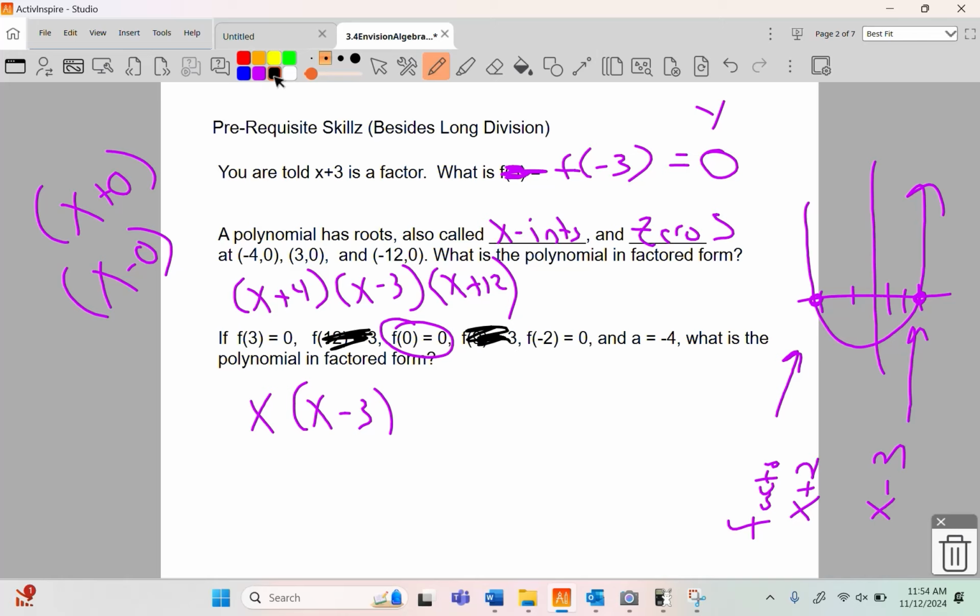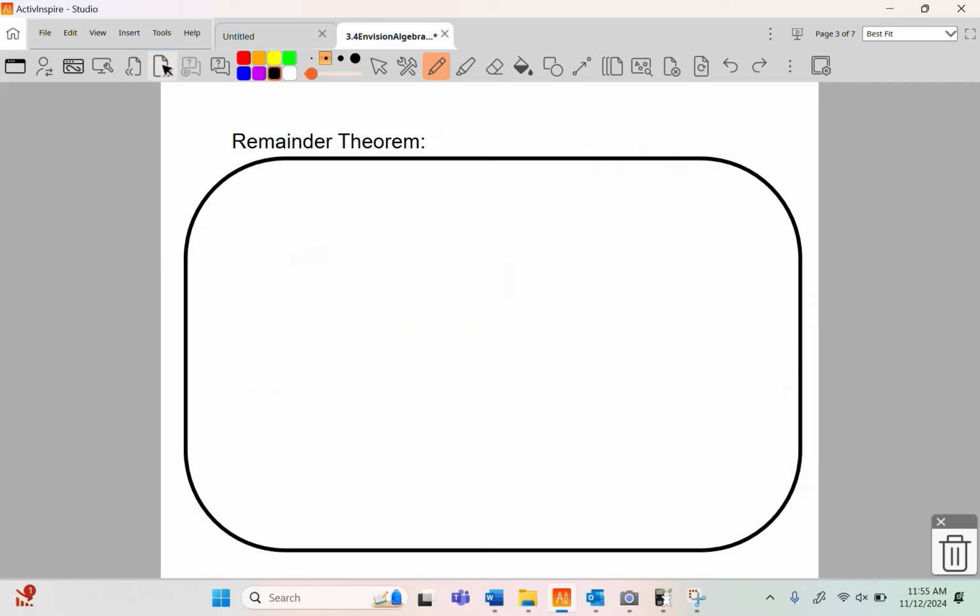f of negative 2 is a 0. What's the factor? X plus 2. Now, a is mentioned. Where does a go? Front's first letter of the alphabet. Goes in the front. All right. That's that. Now we can do some long division. The next thing in your notes, I think, is a note slide. We've already talked about it, so we're not going to mess with it.